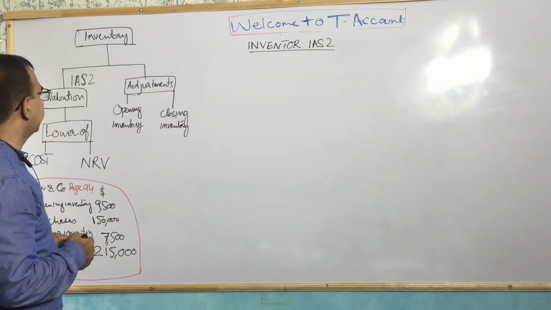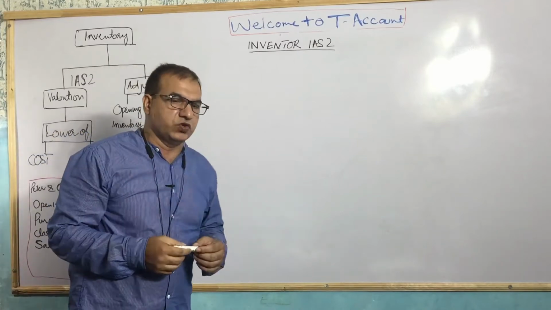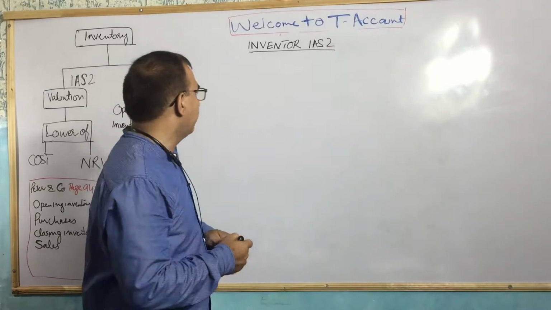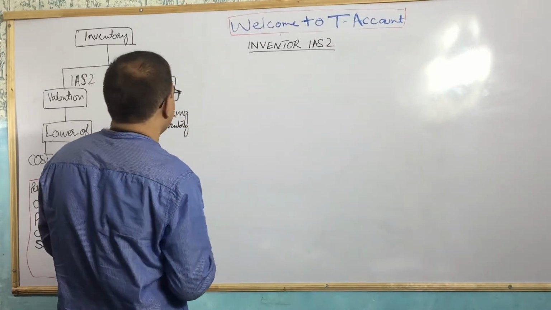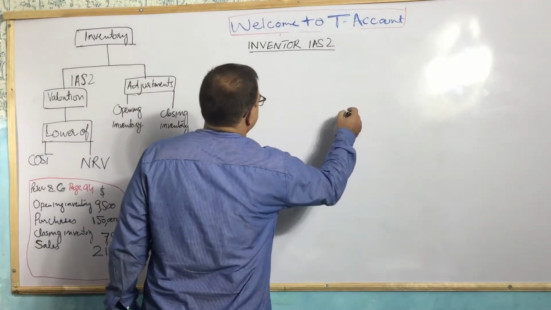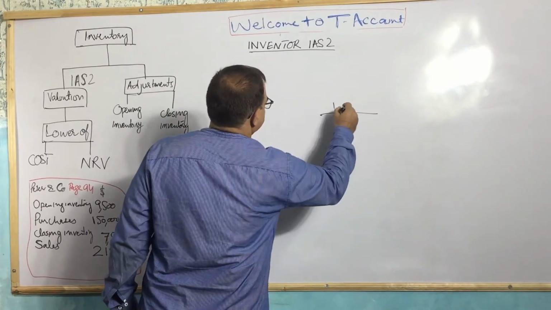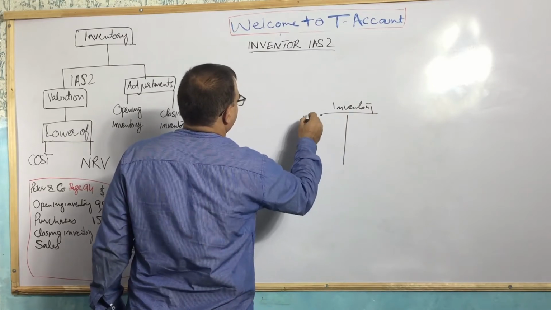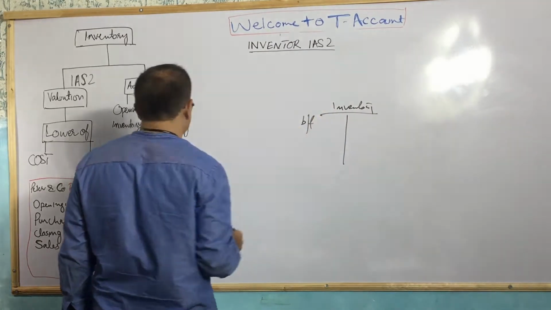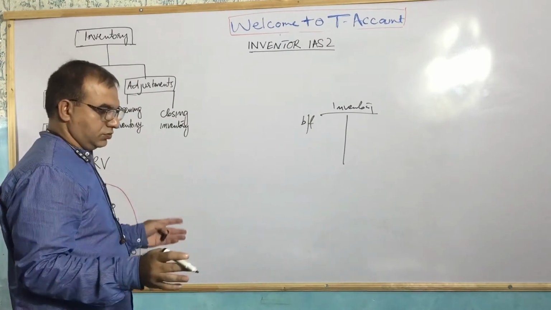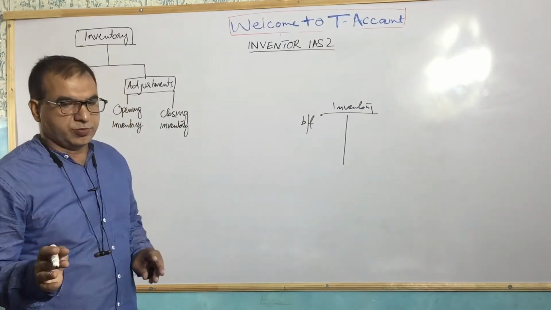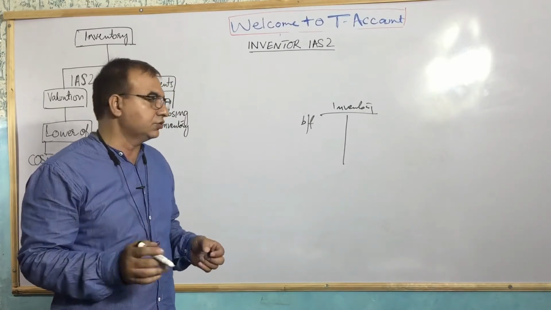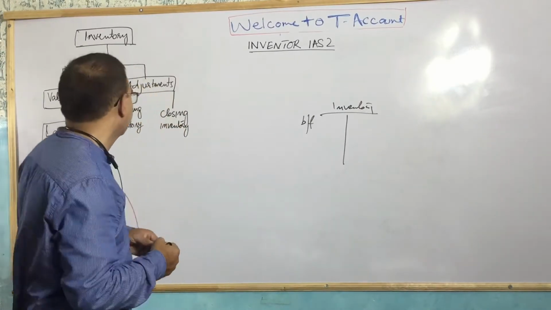What are these adjustments? Normally during the year we don't pass any entries in the inventory ledger. For instance, if the inventory ledger is like this, we'll have the opening balance only, brought forward, whatever it is. We do not touch it, don't pass any transactions or entries during the year. Only at the end of the year, at the closing time, we pass two entries.